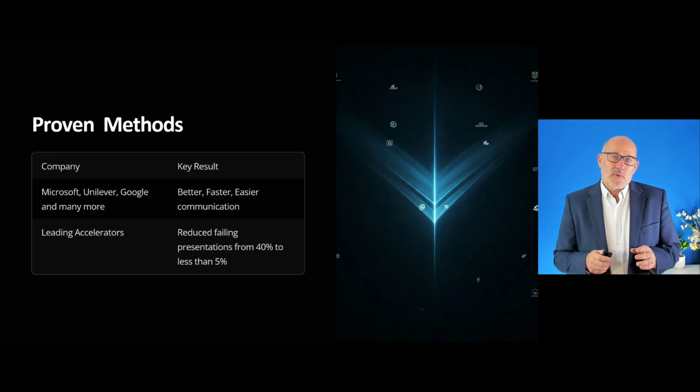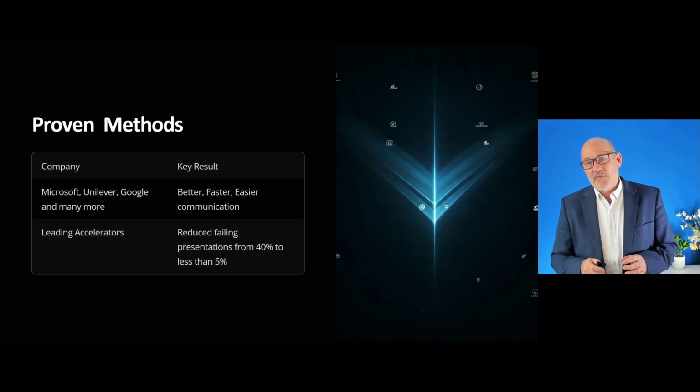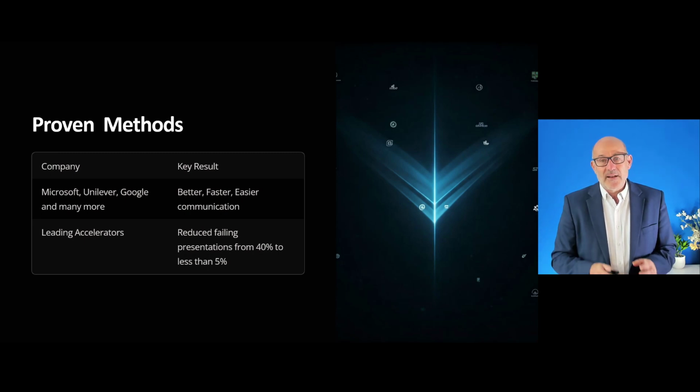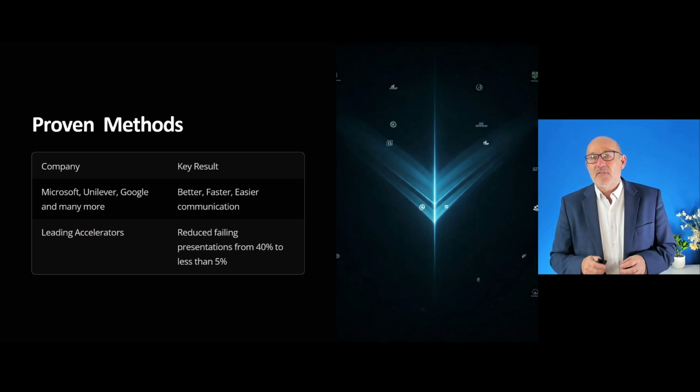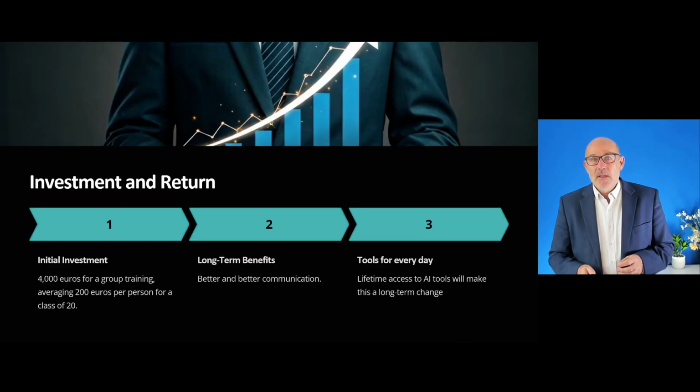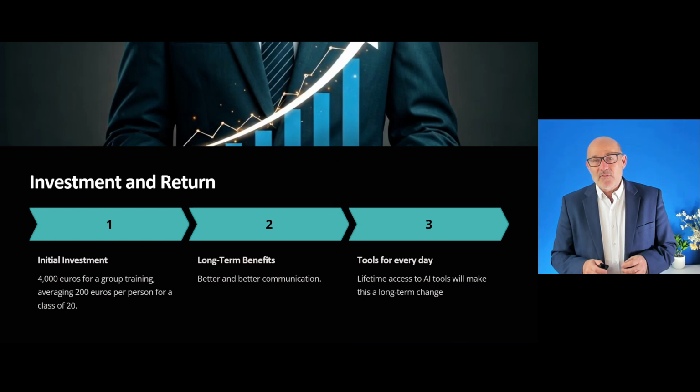In leading accelerators where typically 40% of presentations fail, this program has reduced failing presentations to less than 5%. The cost of group training is €4,000. This isn't cheap, but with 20 people in a class, the cost is just €200 per person. But I ask you, what is the cost of all those meetings we could have communicated better?